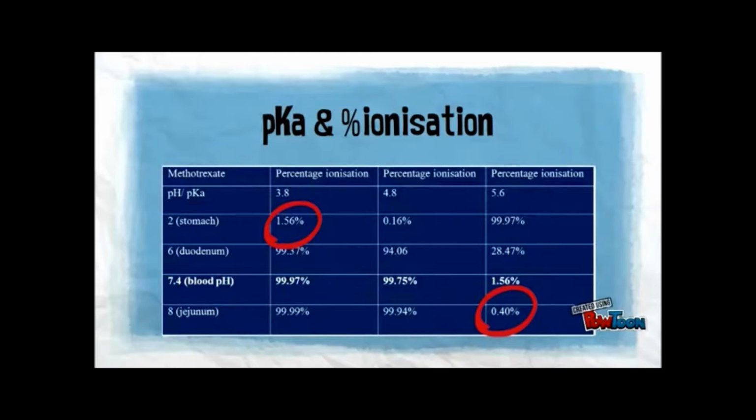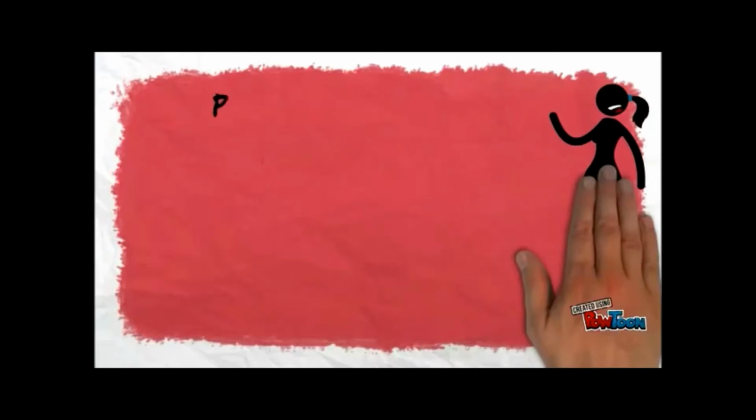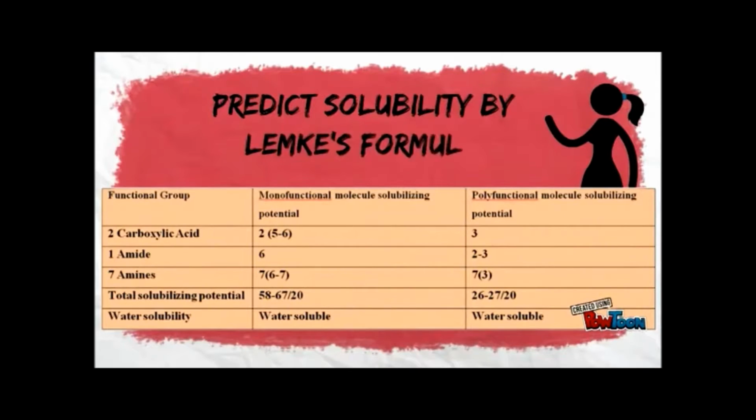In the stomach and jejunum, MTX is greatly absorbed since they have a low percentage of ionization. We can also predict the solubility by Lemke's formula. This method shows that methotrexate is water-soluble, but in reality it is almost insoluble in water.